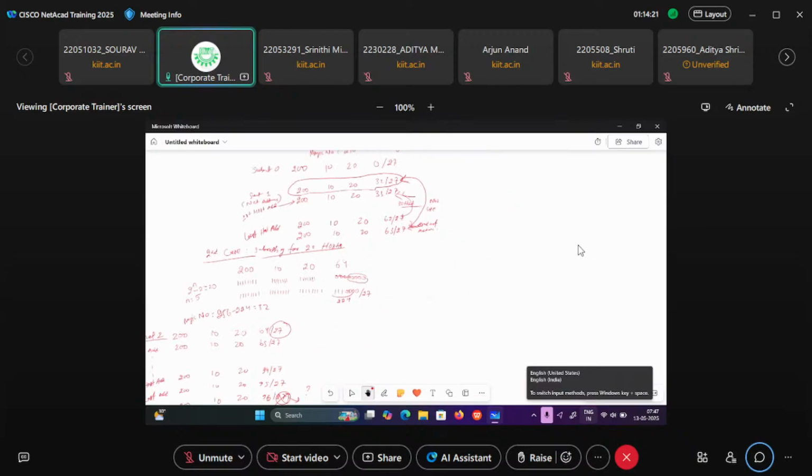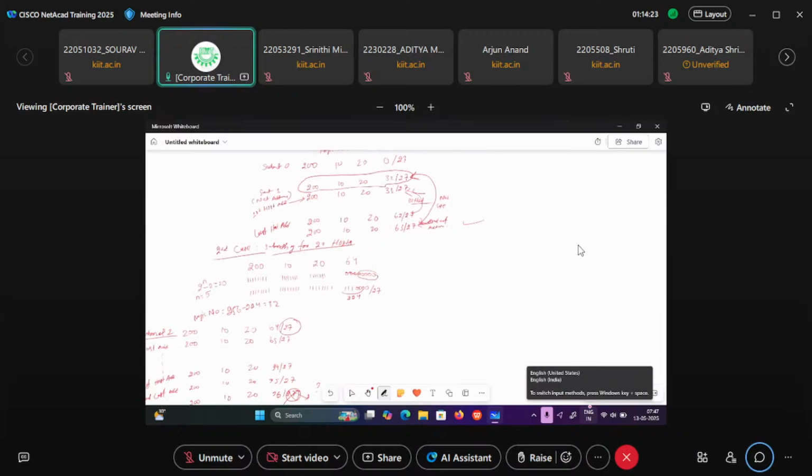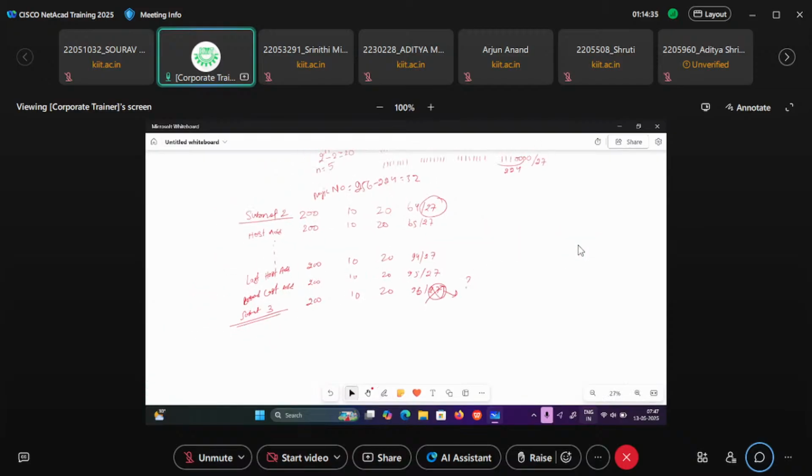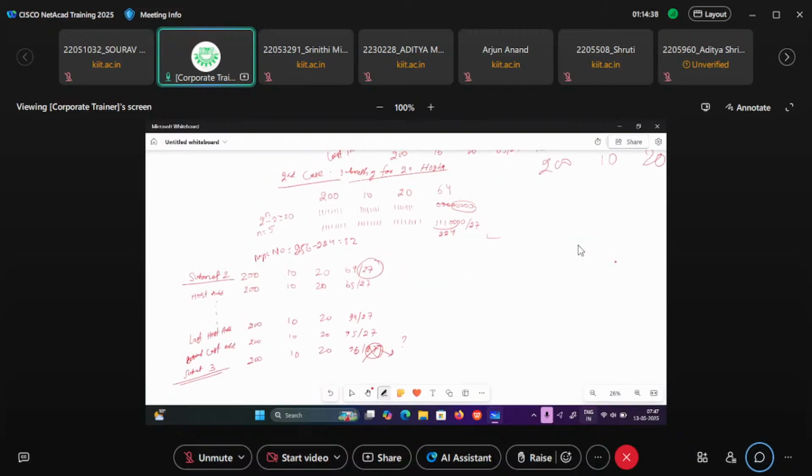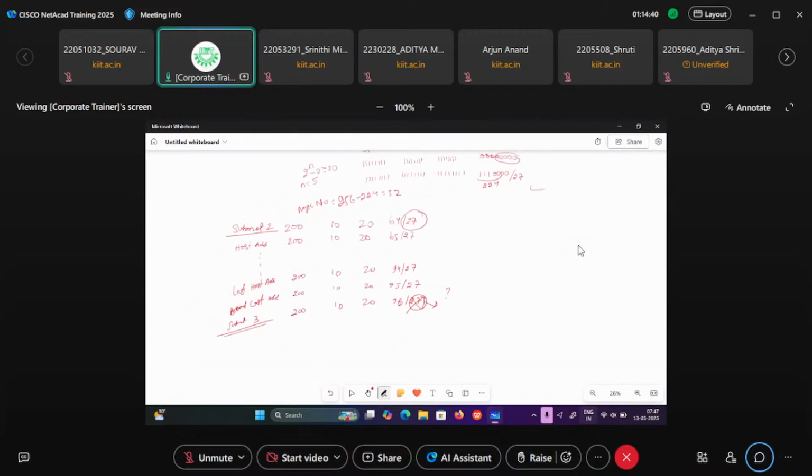Subnet 2 I had not written in this case. So here, we will write the subnet 2 ID like 200.10.20.64 slash what? It will be the value that I have to check with the next requirement, which I have done here. The next requirement gave again the same n value. So that's why we got slash 27.